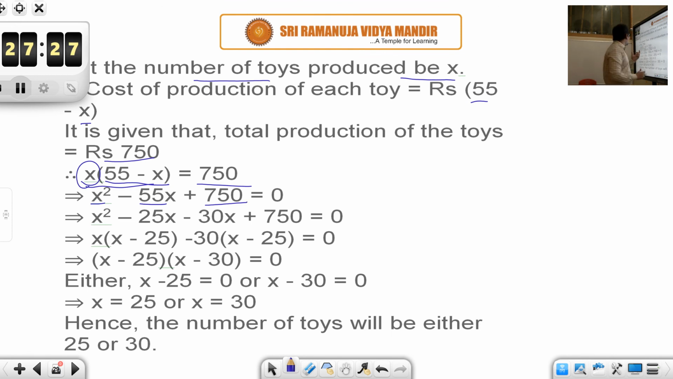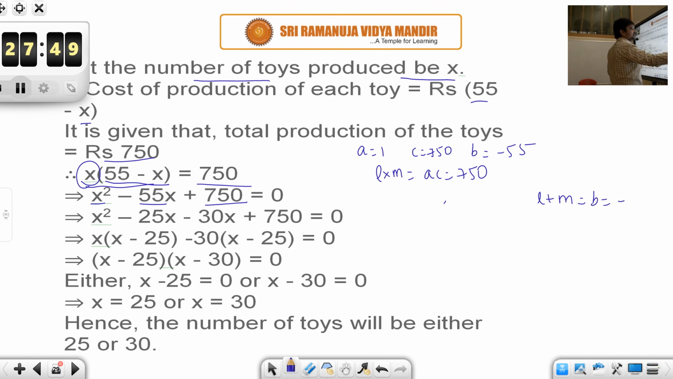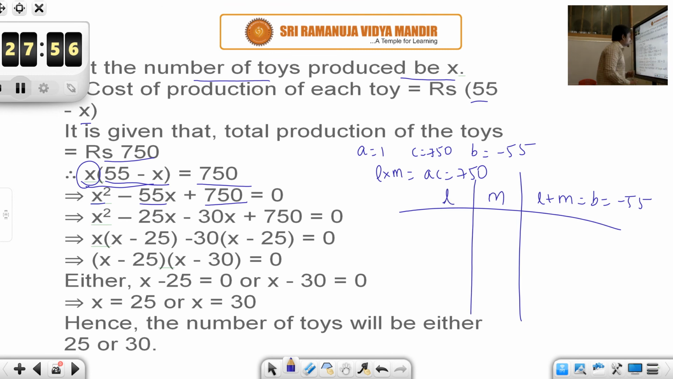Now let's use the method of factorization to solve this. Here the value of a is 1, the value of c is 750, and the value of b is minus 55. So you need to choose a pair of numbers L and M which give the AC value, that is 750, and L plus M would be equal to b, that is minus 55. So let's do that. So minus 55 is our target.